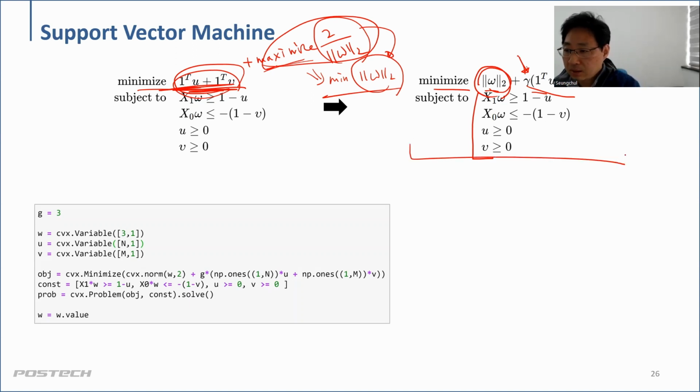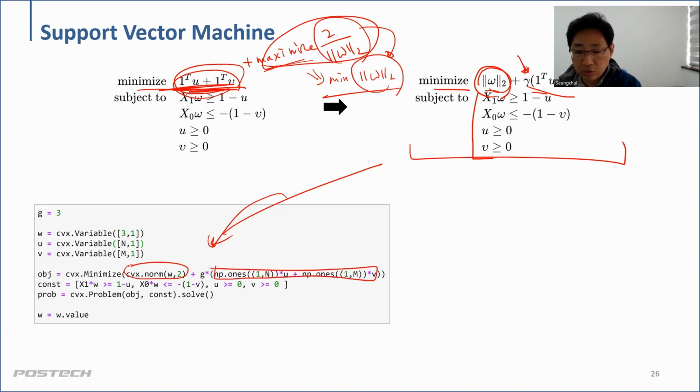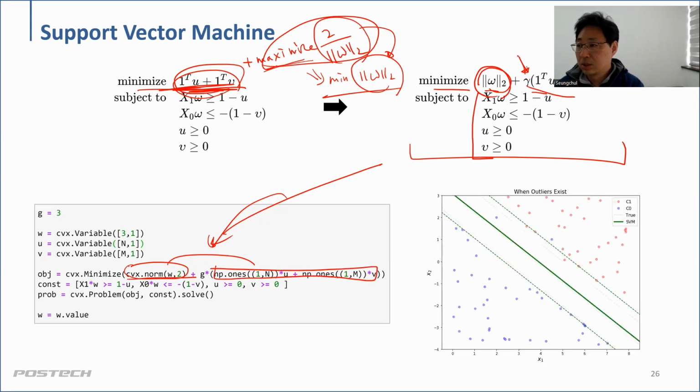So again, put everything in matrix form. The good thing is that CVXPY, the only difference is that now we do have, I think this one is attempt 2, and I include another one. This is the final attempt, and this is SVM. So this is what we can get out of it.